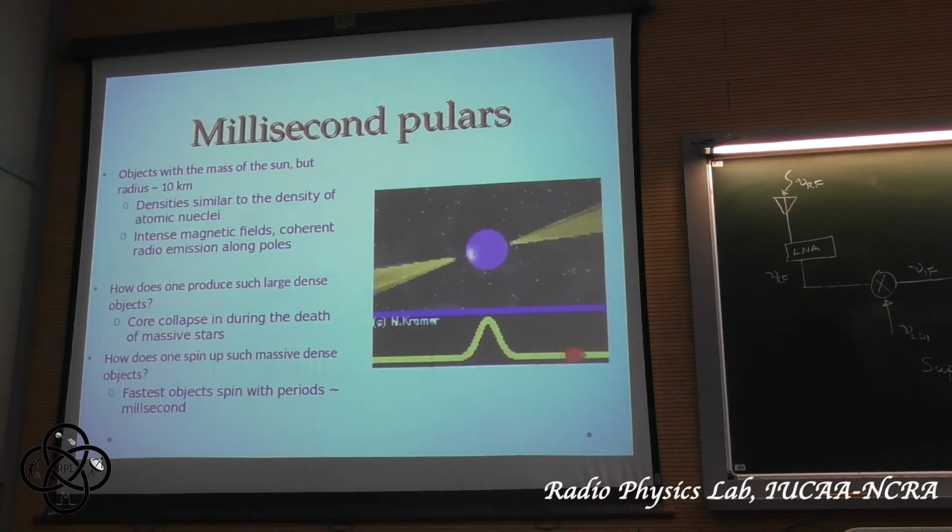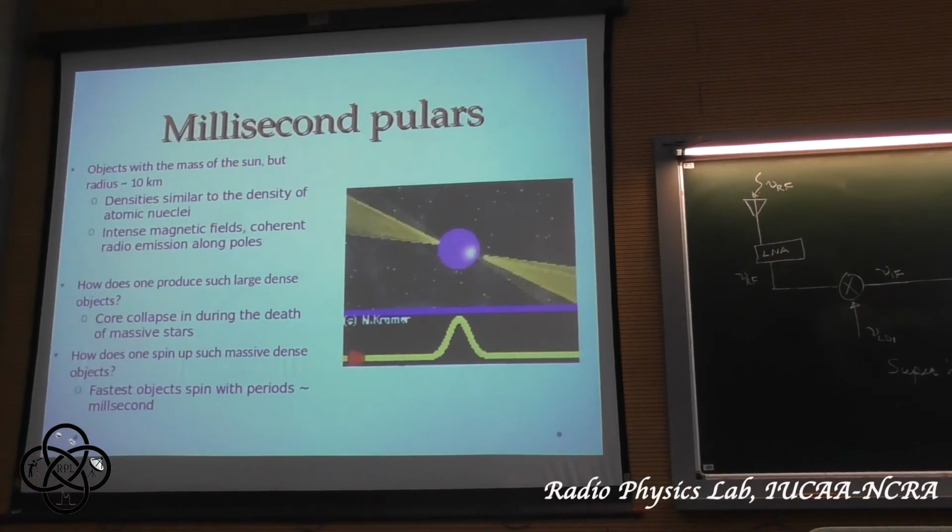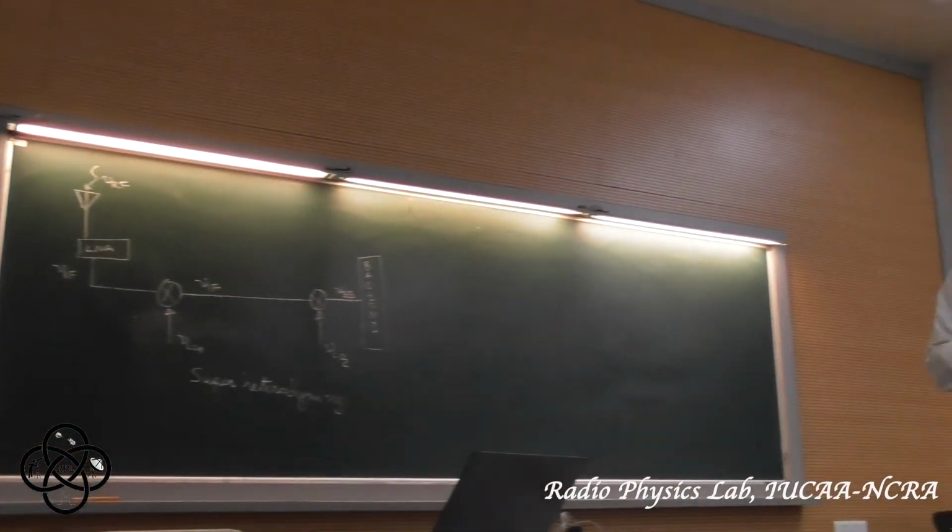The radiation that we see comes out along the magnetic poles. And if the rotation axis and the magnetic axis are not aligned, then you see a picture like what is happening over here, right? It's like a lighthouse. There is this beam which is rotating in space, and every time the beam is pointing towards you, you see a pulse. So that's how you measure the rotation.